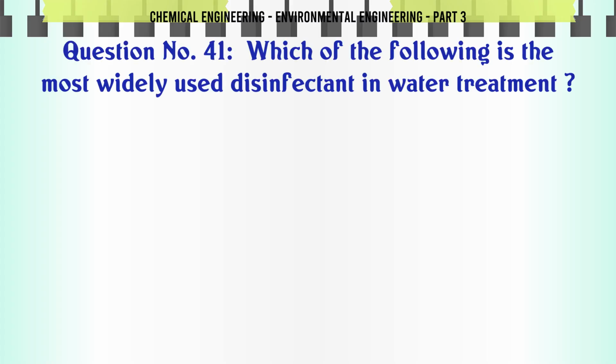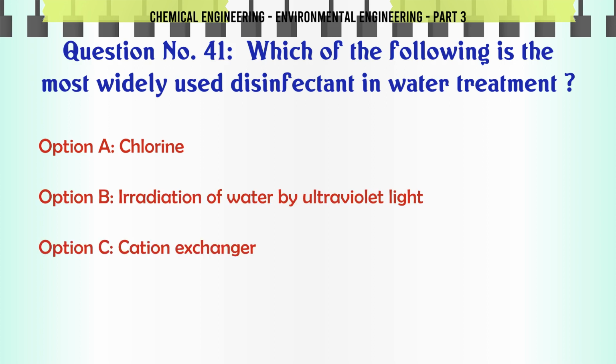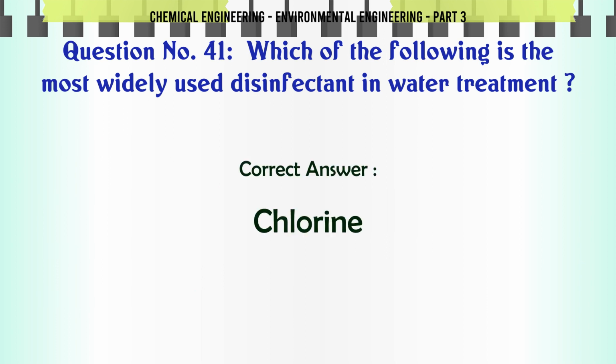Which of the following is the most widely used disinfectant in water treatment? A. Chlorine. B. Irradiation of water by ultraviolet light. C. Cation exchanger. D. Coagulation. The correct answer is chlorine.